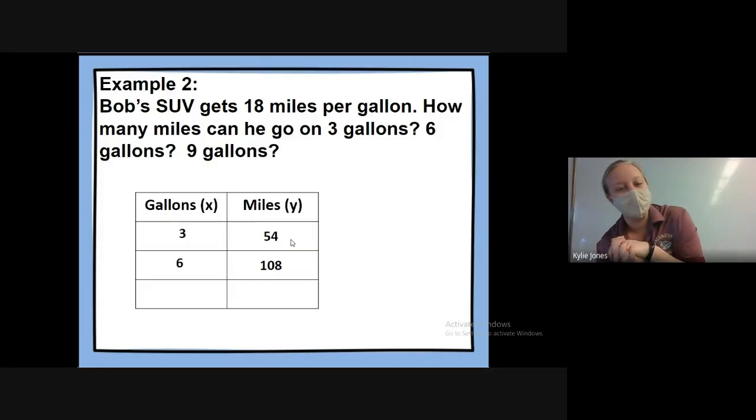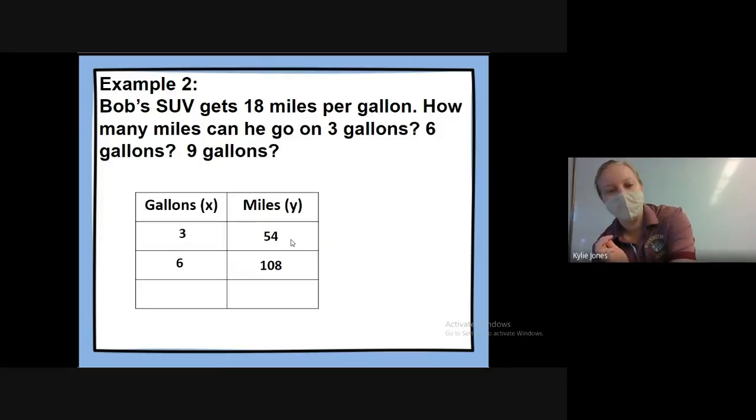108 miles. If you buy 6. Yeah, you were close. You're just a little bit off. Wait, so you have to multiply it by 18 every time? Yeah, because it's 18 miles per gallon. It should be consistent all the way across. So on that one, I just write the number it's multiplied by. We'll talk about that in a few minutes.